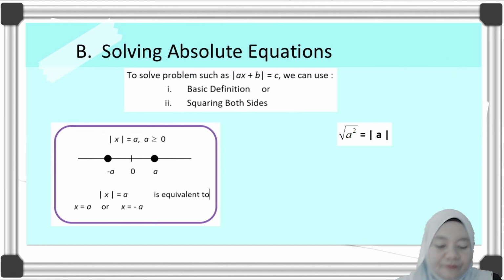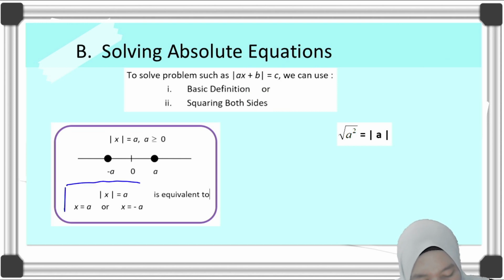Alright, so B. We look at solving absolute equations. So how to solve an absolute equation? There are two methods. There are two methods that we will use: either we use the basic definition, or we use squaring both sides. So let's look at what the basic definition is. The basic definition is what I showed earlier.